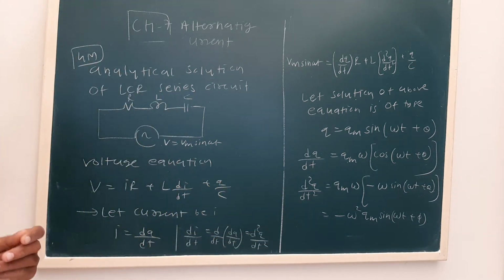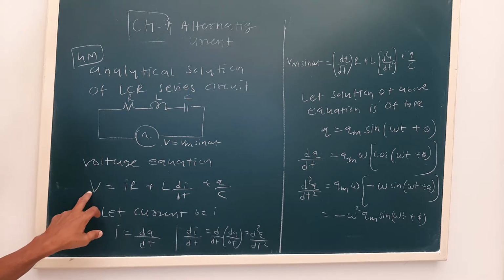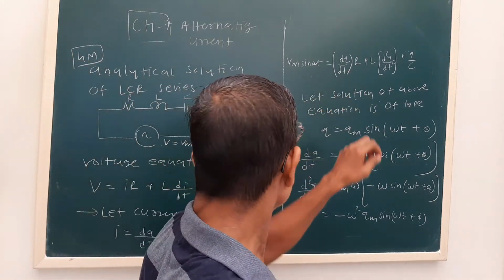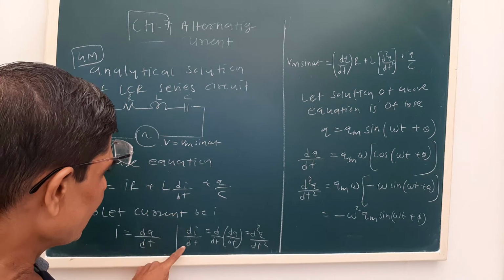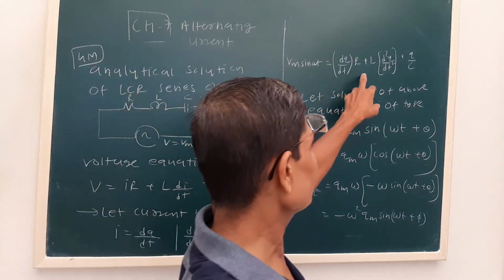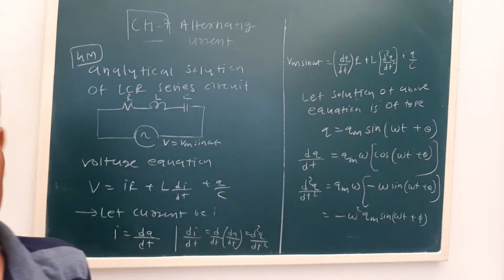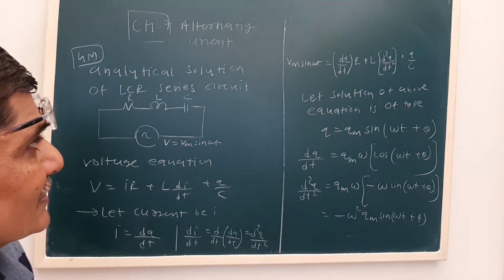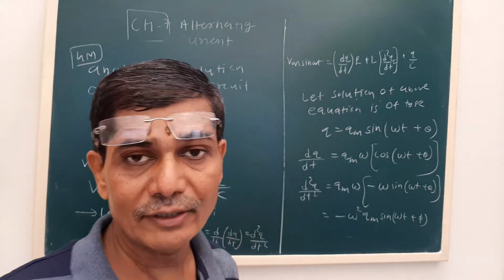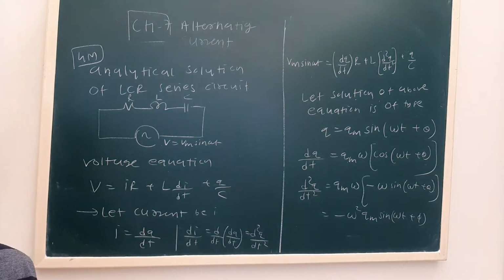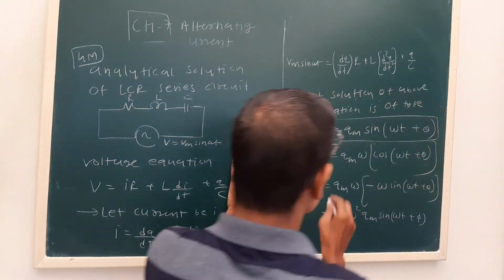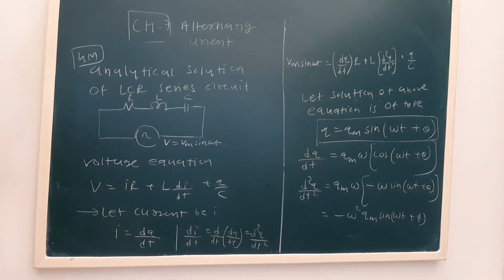So our equation will be a differential equation of the charge: V is equal to Vm sin omega t, which is R into dq by dt plus L d square q by dt square plus q by C. This is the differential equation of charge in the LCR series circuit. Now sine is a periodic function, so let us say the solution of the equation is also of a similar type: q is equal to qm sin (omega t plus phi).